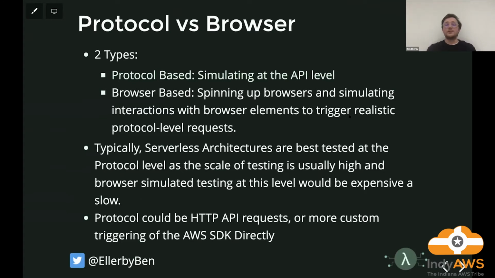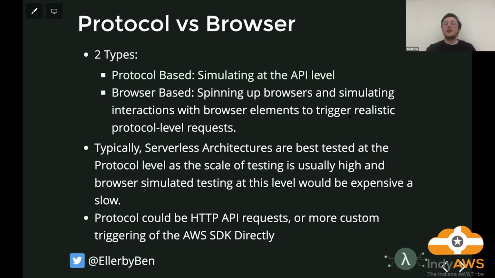Now, typically, load testing falls into two categories. There's protocol-based testing, where we simulate traffic by just hitting the API level directly. And there's browser-based, where we're going to spin up a browser and simulate a real user's interaction with those browser elements, which are then going to go and trigger the realistic protocol-based requests hitting the APIs.